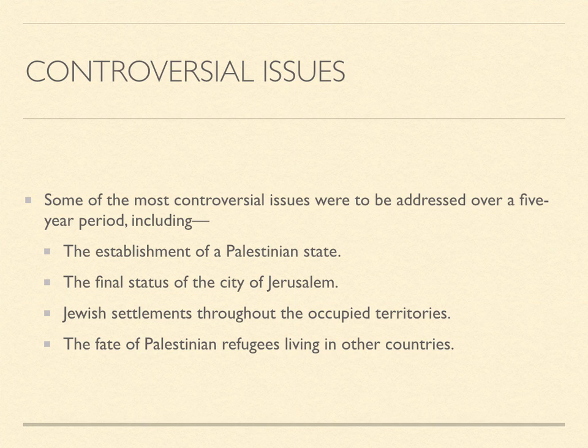Also to be negotiated was the state of Jewish settlements throughout the occupied territories. What would happen to them? Would they need to be dismantled? And what would happen to the fate of Palestinian refugees living in other countries?